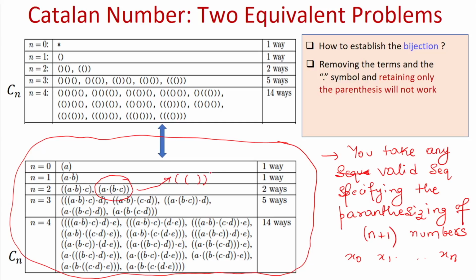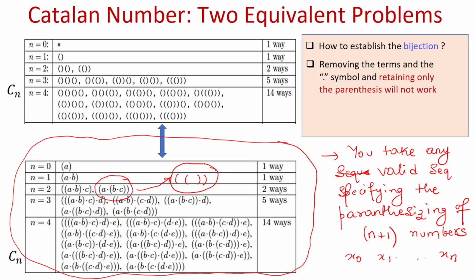So you will say that, okay, this is the valid string consisting of two pairs of left and right parentheses corresponding to the multiplication sequence where you multiply B and C first and then multiply the product with A. That's what I'm saying here basically.